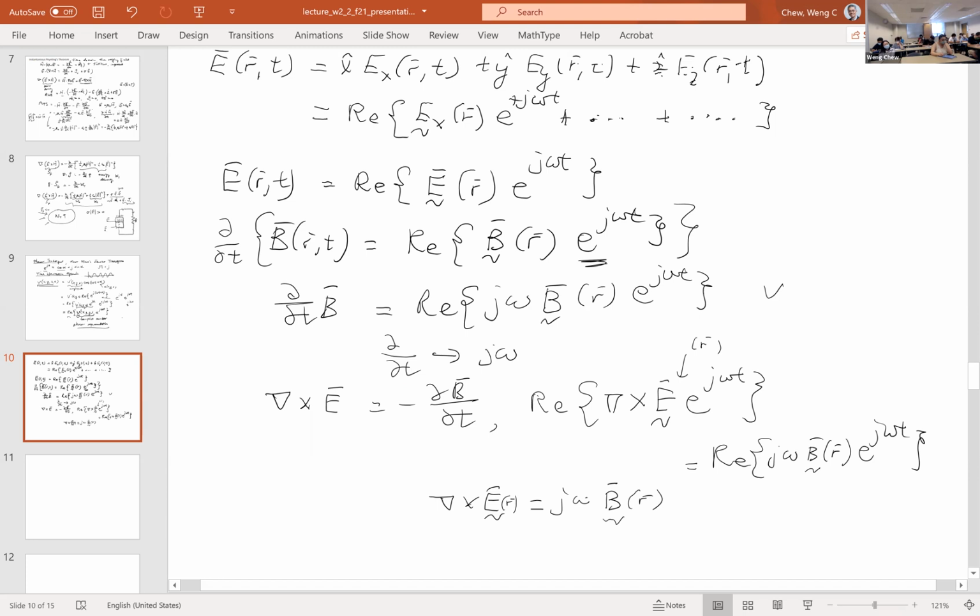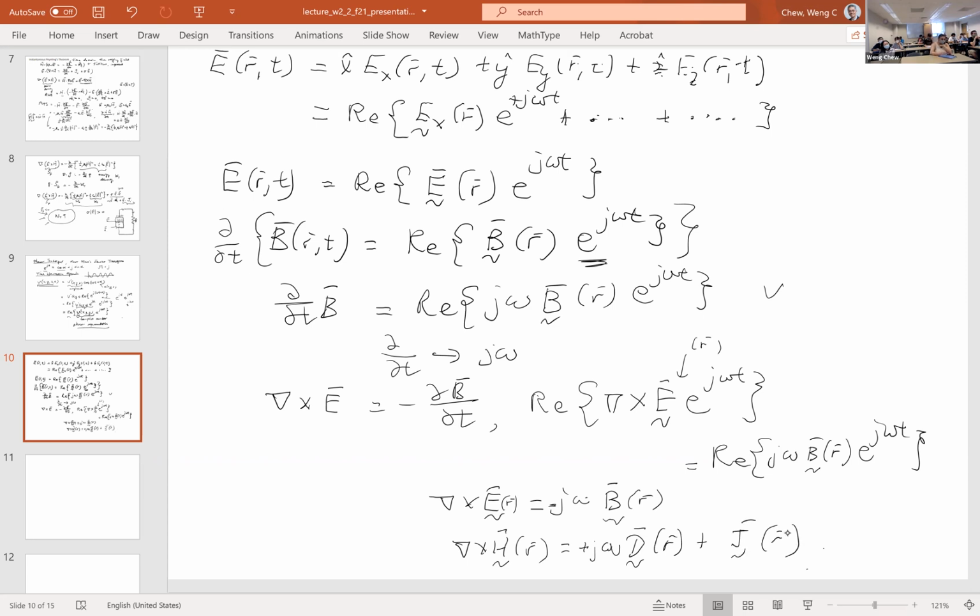The same thing with Ampere's law. In the phasor world, if these are all the phasor representations, then I should have a minus sign here, and I should have a plus j omega. I can do the same to my J as well. Okay, this is Ampere's law in the phasor world.